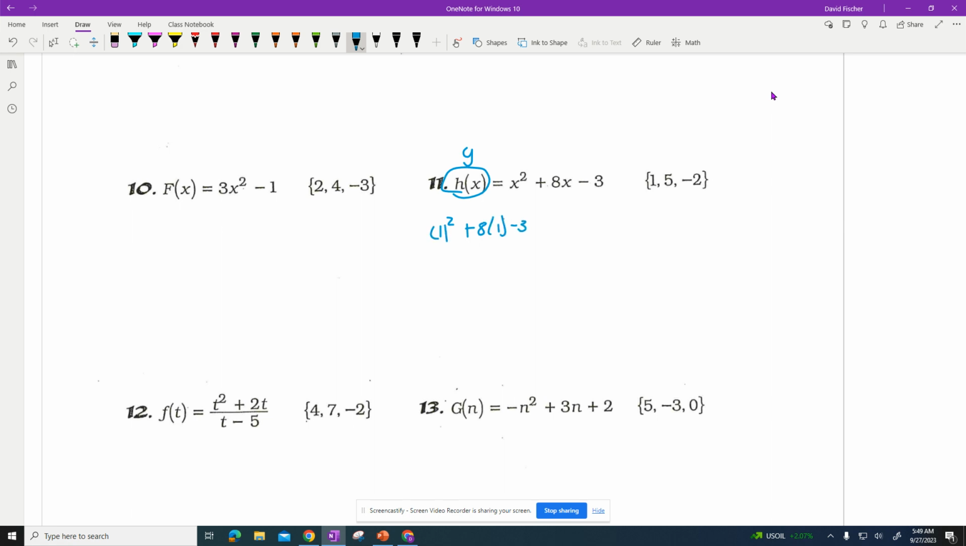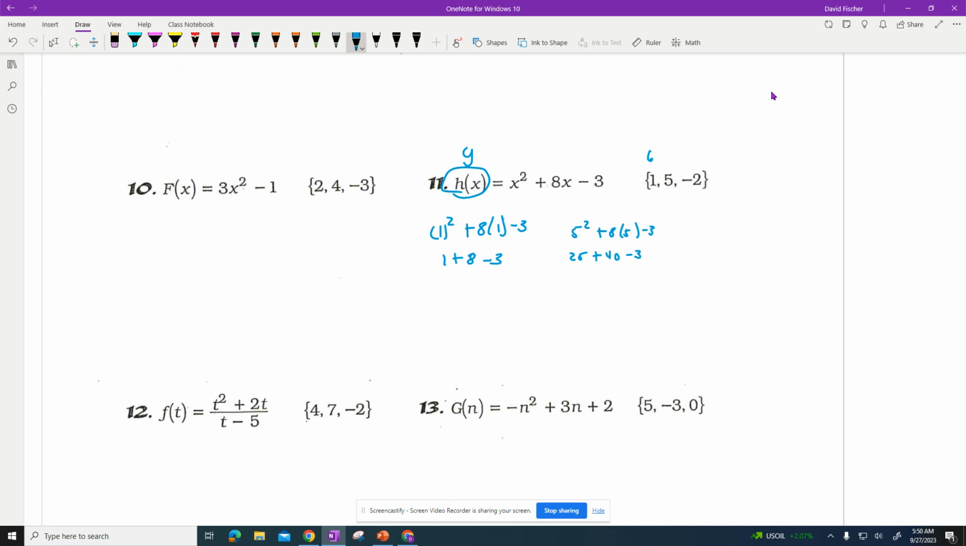1 squared is still 1. 8 times 1 is 8. Minus 3. So now I got 1 plus 8 is 9. Take away 3 is 6. So I want to write a 6 right above that guy. Next one, they said put in a 5. So now I got 5 squared plus 8 times 5. Minus 3. That's 25. That's 40. Minus 3. At this point, I'd start picking up my calculator. 25 plus 40 minus 3.